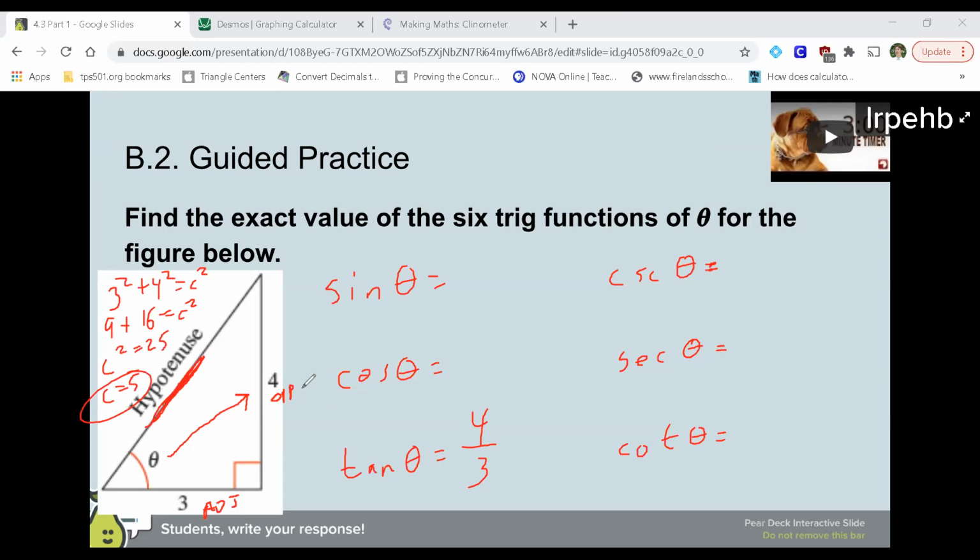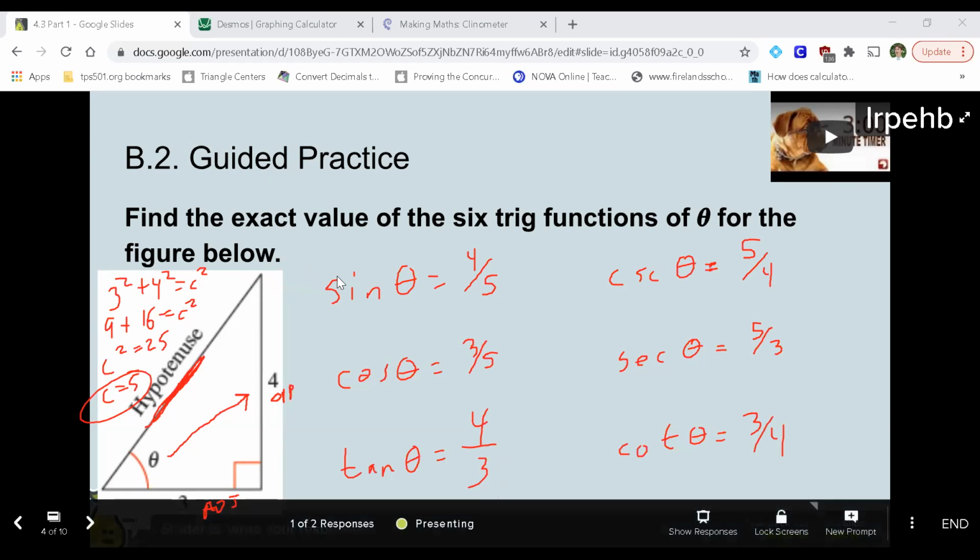So then sine is opposite over hypotenuse, so it would be 4/5. Cosecant then would be the reciprocal of that, 5/4. Cosine is adjacent over hypotenuse, so it's 3/5. Secant is the reciprocal of that, so it's 5/3. And the reciprocal of 4/3 is 3/4. Yay. Any questions about this one? Okay, so that's the first type of problem that they're going to ask you about on the homework.